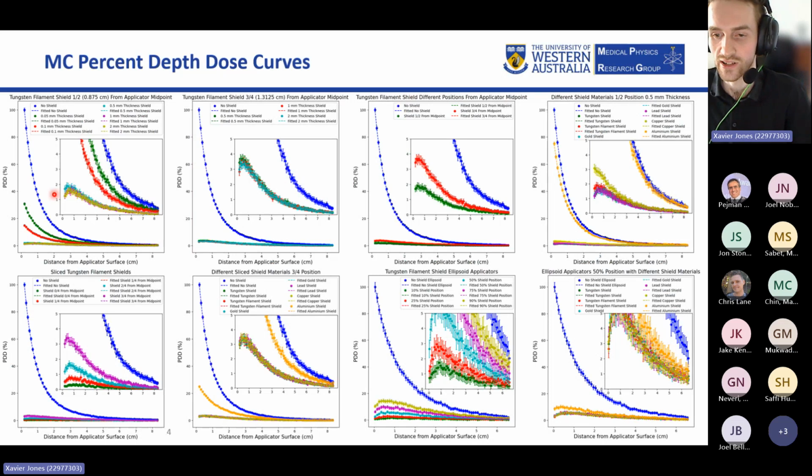The highest max error is 3.6014% for the unshielded ellipsoid applicator. The ellipsoid applicators have increased errors likely due to the cone stack issue that I discussed earlier.